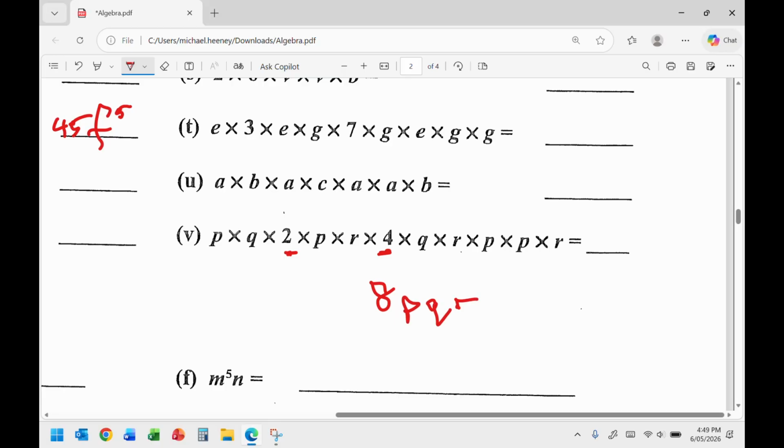Now that's not the end. We need to say how many of them we have. Right, p's. 1, 2, 3, 4. So to the power of 4. q's 1, 2, so it's squared. r's 1, 2, 3, so it's cubed. So all that very long looking thing is just 8 p to the power of 4 q squared r cubed.